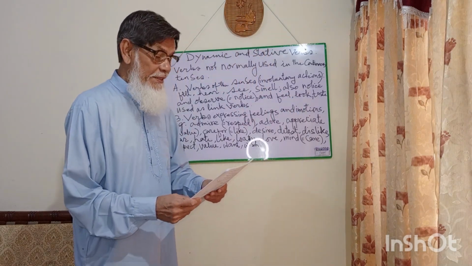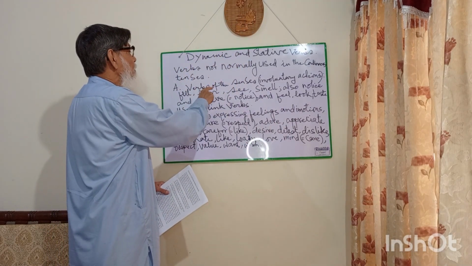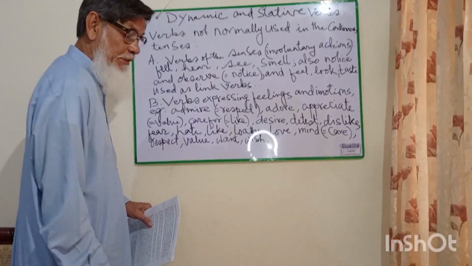The continuous tenses are chiefly used for deliberate actions. Some verbs are, therefore, not normally used in the continuous and have only one present tense, the simple present tense. These verbs can be grouped as follows. A. Verbs of the senses, involuntary actions.